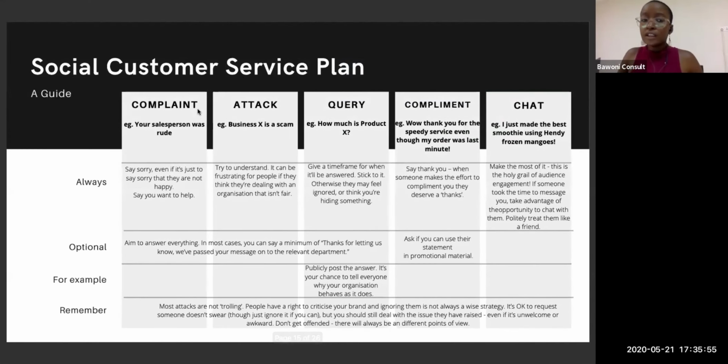Okay, so this is the social customer service plan. We're going to focus on this for a little bit because it's really important. I've put in different examples of how you can respond to social customer service interactions when someone makes a comment on your social media page. At the top, you'll see the 5 different categories you can put your engagements into: a complaint, an attack, a query, a compliment, or a chat.